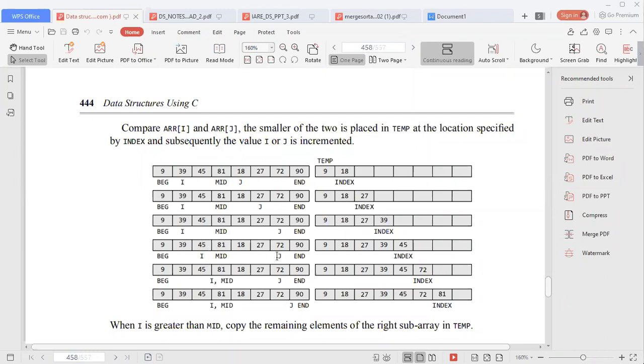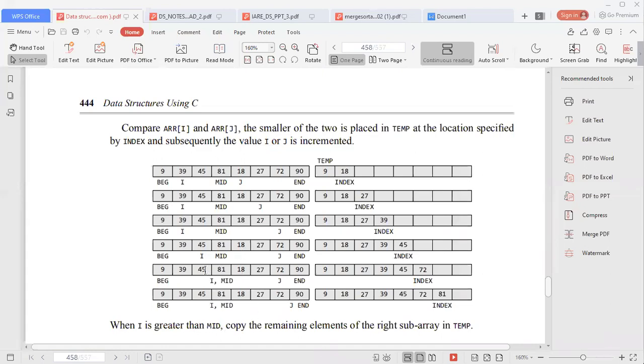Now I is at 45 and J is at 72. Which particular element is supposed to be moved to the sorted array? 45, sir. 45. Is this clear up to here? Yes, sir. Next, who is B9? Who is B9? Yes, sir. Now in the array, this concept is clear to you? Yes, sir. Okay, now what is the next element to be moved?